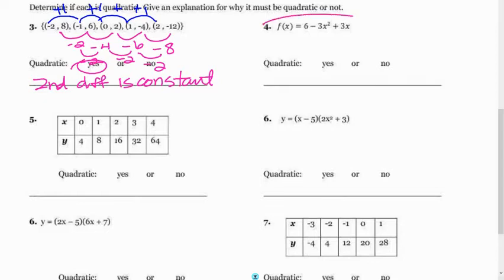Is this a quadratic function? Yes. The largest term is x squared. So yes, it is an x squared function. There's nothing bigger than x squared.